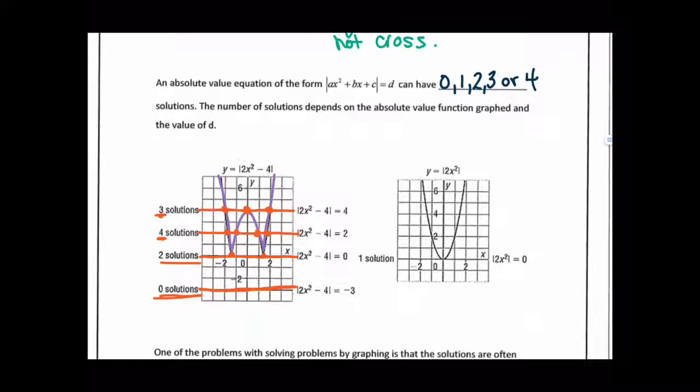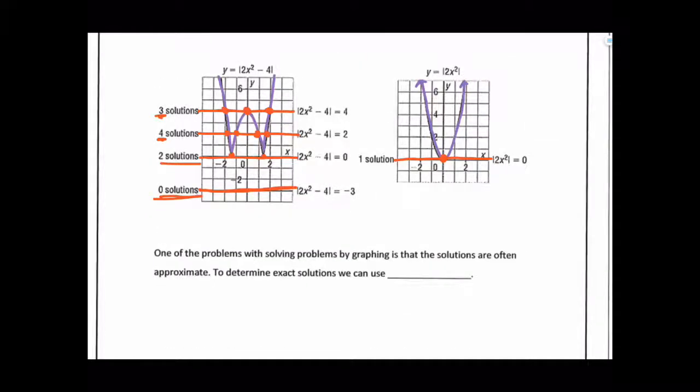And then there's a possibility of having 1 solution, so if this is your absolute value function, and then you have the 1 line going here, you can see that there can be 1 solution there as well. So one of the problems with solving problems by graphing is that the solutions are often decimals or approximate answers, but we can determine the exact value using algebra.